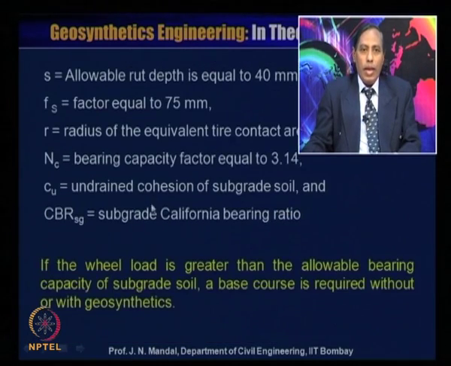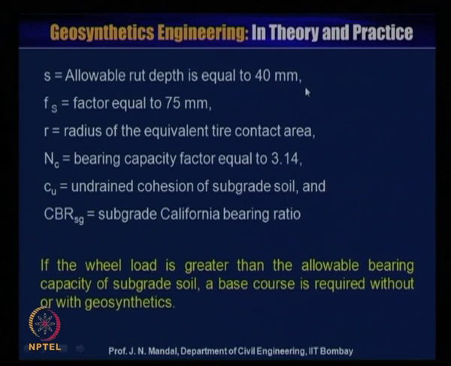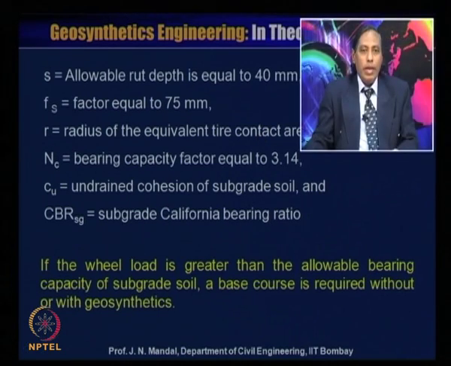Here, s is the allowable rut depth, equal to 40 millimeter, fs is a factor equal to 75 millimeter, r is the radius of equivalent tire contact area, Nc is the bearing capacity factor equal to 3.14, Cu is the undrained cohesion of the subgrade soil, and CBR_sg is the subgrade California Bearing Ratio. If the wheel load is greater than the allowable bearing capacity of the subgrade soil, a base course is required, with or without geosynthetic material.